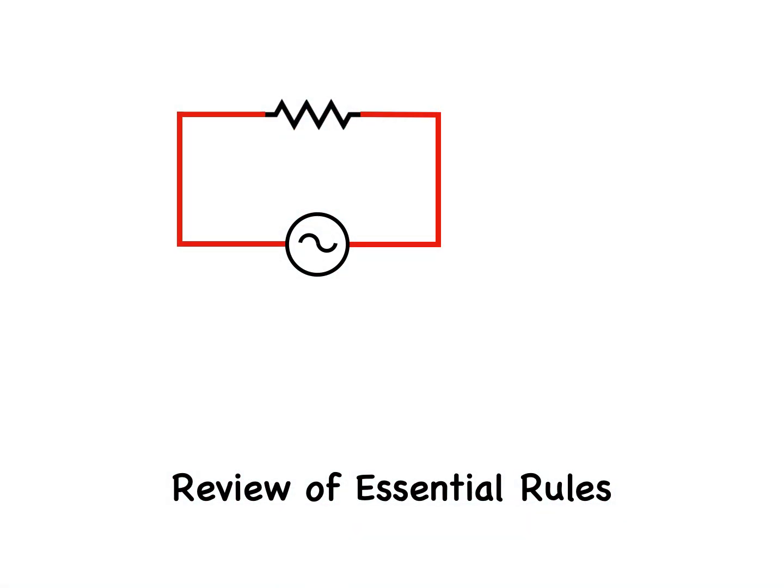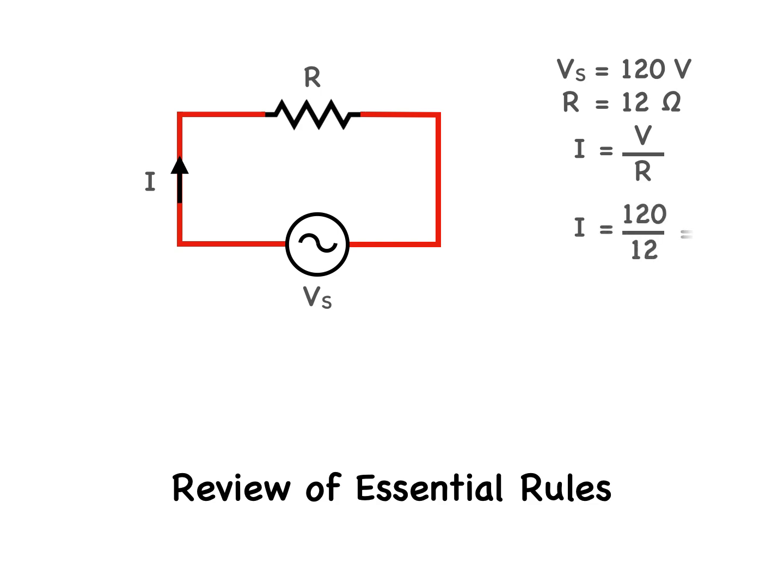Following up with a continuation of a review of the essential rules, consider this circuit. One resistor in series with an AC voltage supply. Vs, the supply voltage, is 120 volts, and the load resistance R is 12 ohms. Ohm's law tells us that the current in the circuit will be equal to the voltage divided by the resistance, which is 120 volts divided by 12 ohms, which is equal to 10 amps.